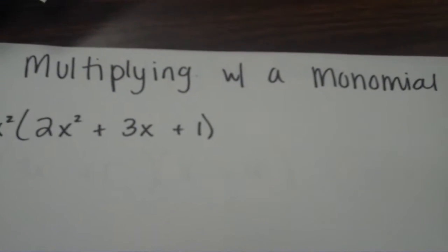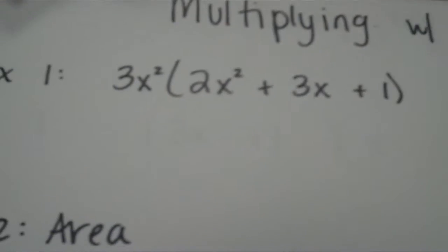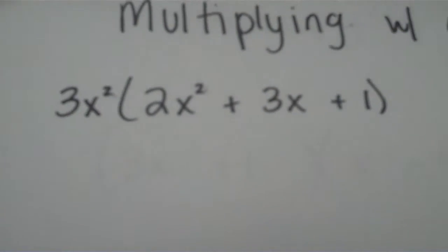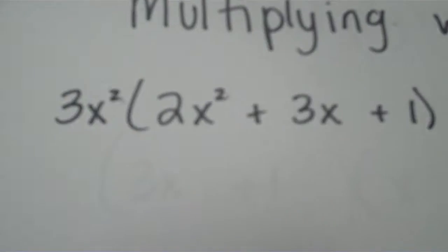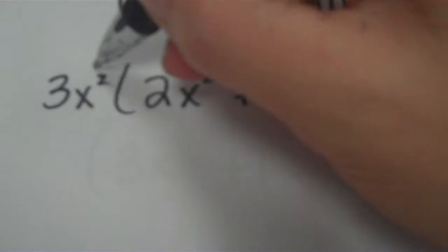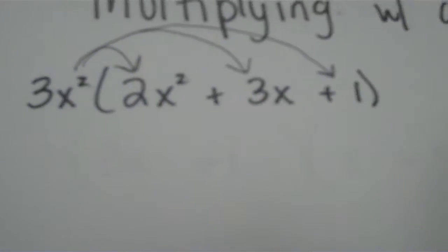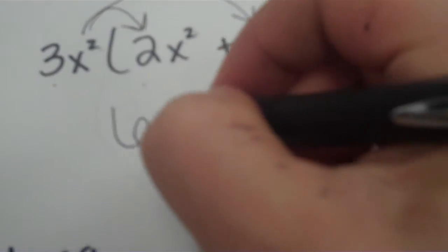Multiplying with a monomial. Okay, write down multiplying with a monomial, and then write down this example. Example 1. That's a squared, by the way, and that's a squared. Okay? So a monomial means 1. So if you have one thing here, we did this a couple weeks ago, all you do is distribute it. You multiply your big numbers, your coefficients, and then you add up your exponents. So all we do is 3 times 2 is 6, and then 2 plus 2 is x to the 4.